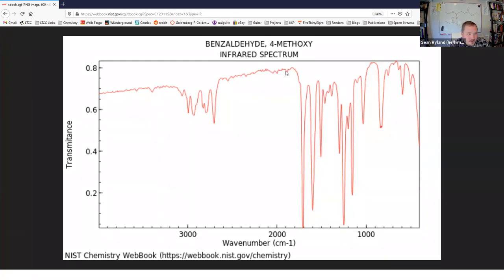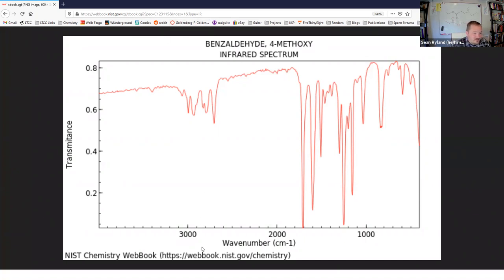Actually, 1, 2, and 3 is probably right here. And so it just gets swallowed up. And unless you know what you're looking for, you're not going to look at those and say, hey, those are peaks I should pay attention to.